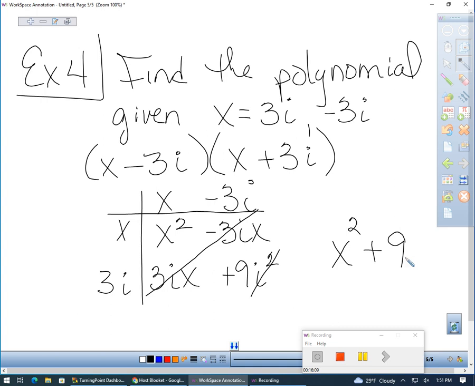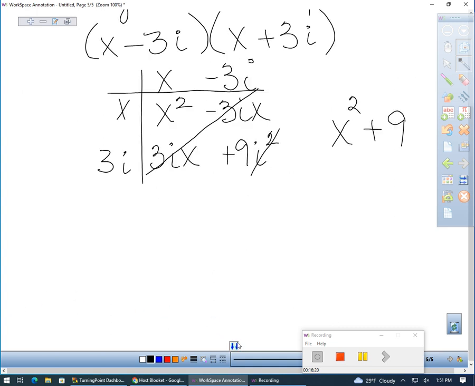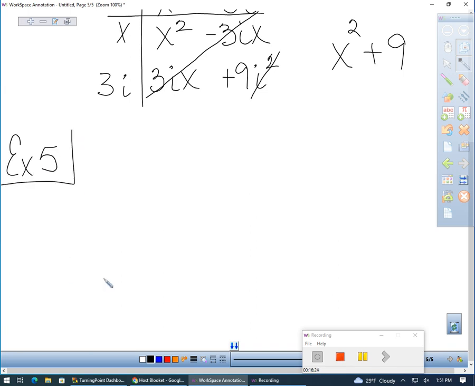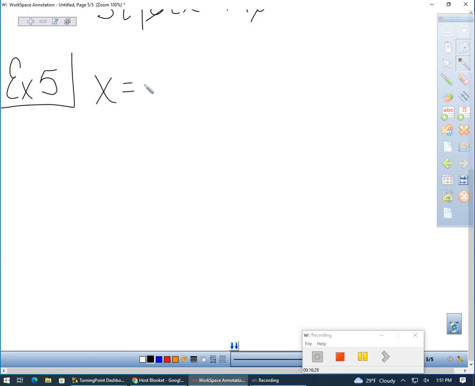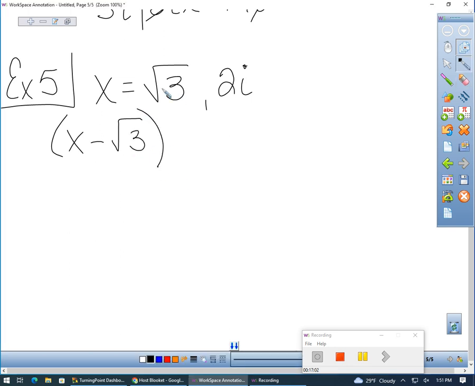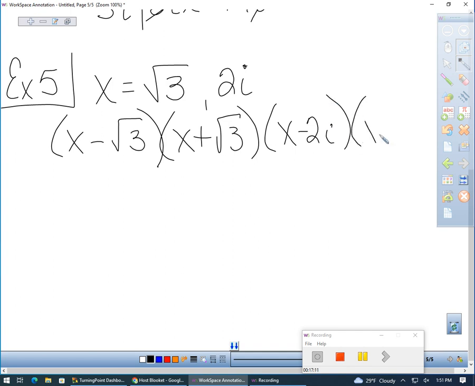All right. So let's do another one. Example number 5. This time I'm going to tell you x equals square root 3 and 2i. All right, so if I have a square root 3, that also means I have to have a negative square root 3. And if I have 2i, that also means I have negative 2i. So here are our factors. The first one, if I move that over, I would have x minus square root 3. The second factor, I'd have x plus square root 3. For 2i, I would have x minus 2i, and we would have x plus 2i. Now, our goal is to multiply these all together and get out a beautiful quartic polynomial.